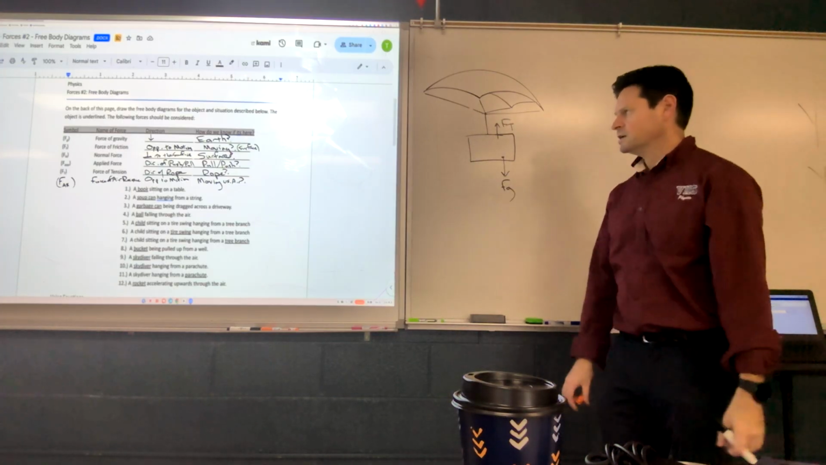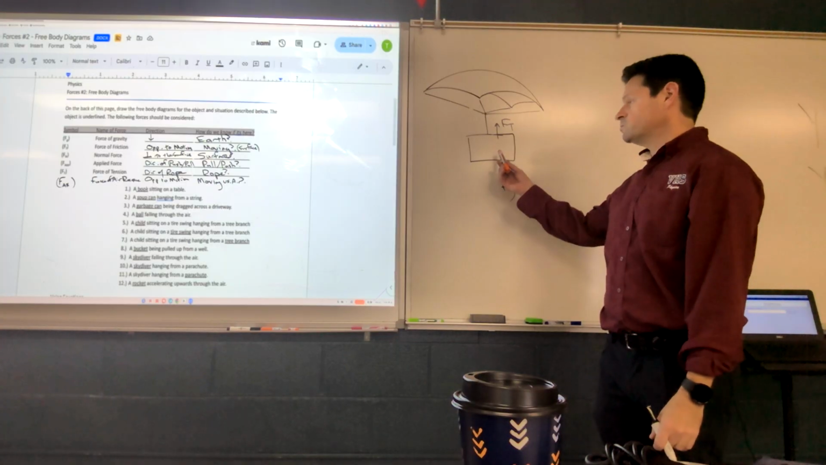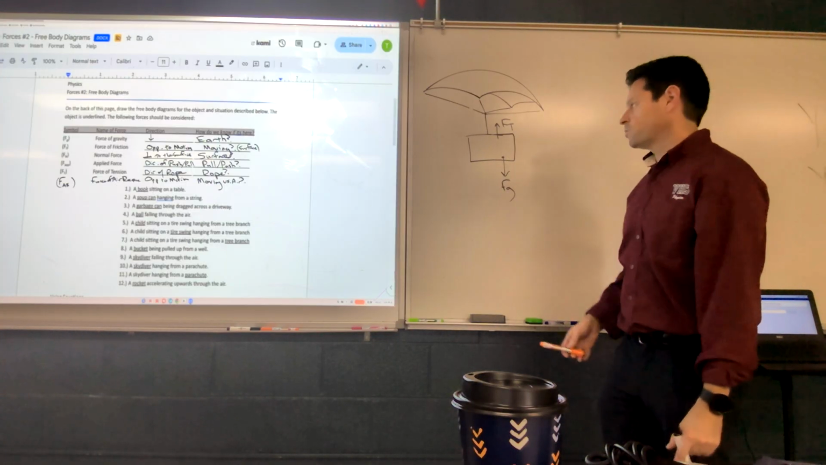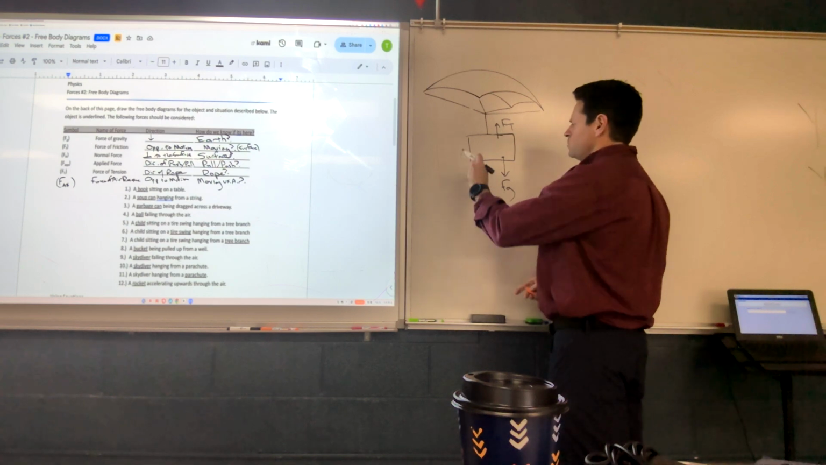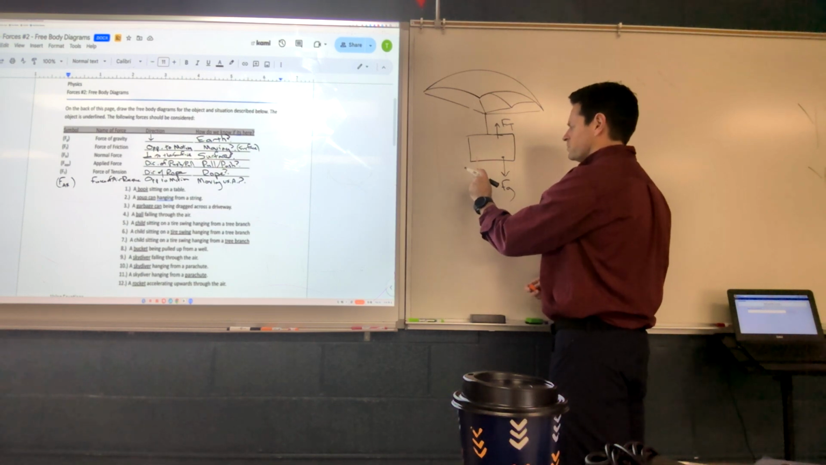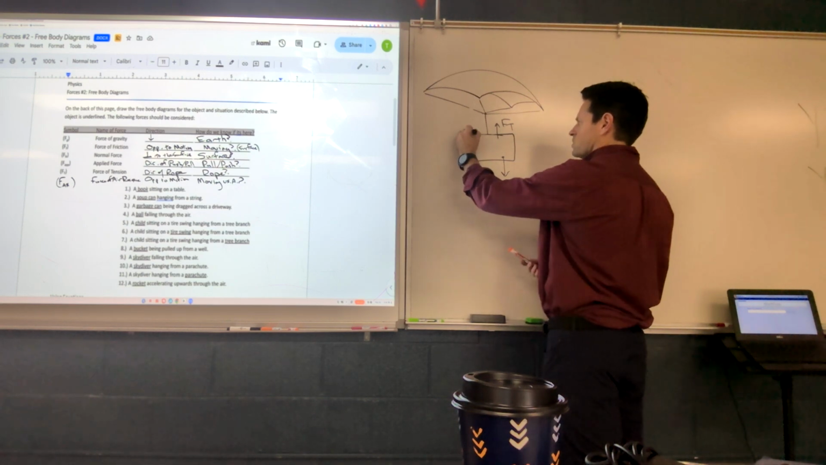Force of tension. Is this person moving versus the air? Yes, so what force do we have? Force of air resistance, that's right. And we would need to know which way this person is going. Well, the person's going down, and so the air resistance is going up.